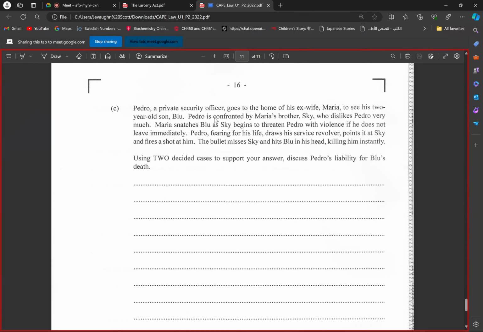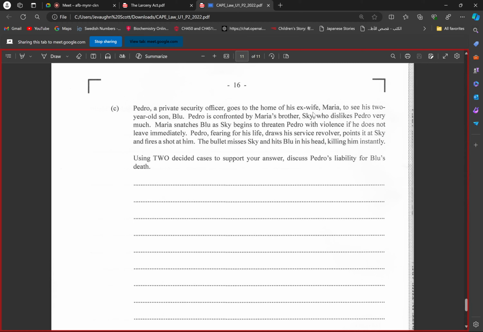Now we have to look at transferred malice, right? So we have to look at those things, and transferred malice would not apply if there is self-defense. That's why you have to determine whether or not it's self-defense before you look at the transferred malice, right?